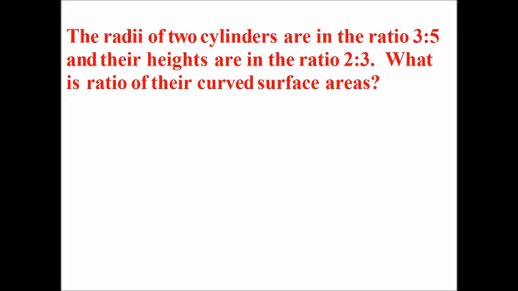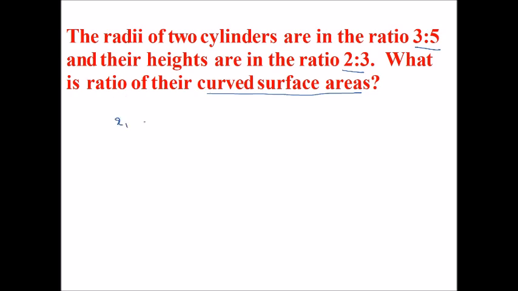The radii of two cylinders are in the ratio 3:5 and their heights are in the ratio 2:3. What is the ratio of their curved surface areas? Here two cylinders are given.